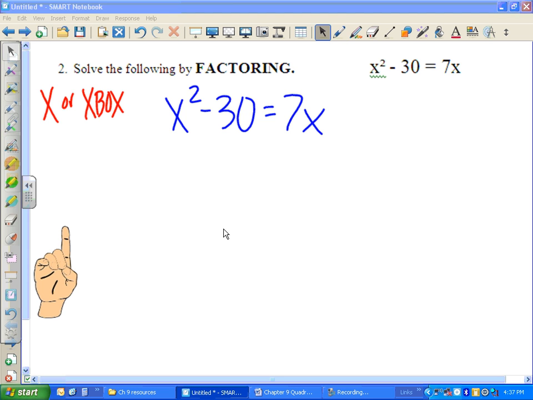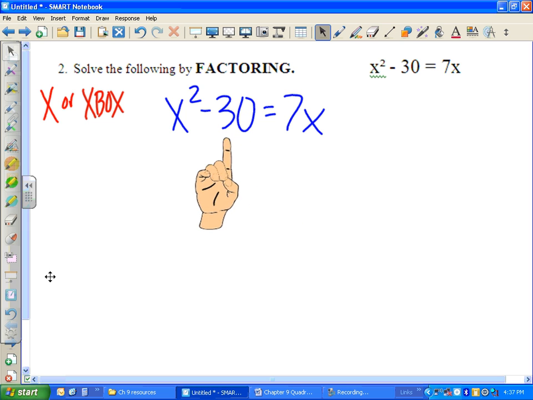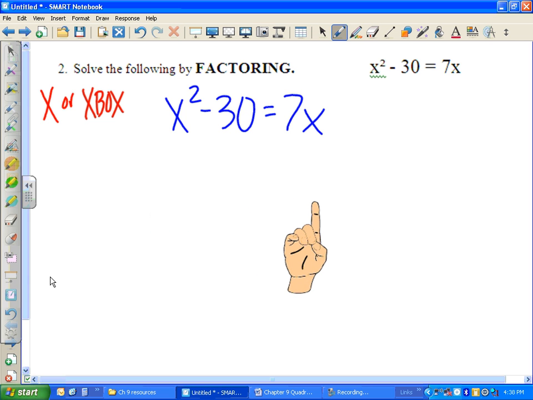Now, looking at this problem right here that we have, I'm going to tell you right now that this is not ready to be factored. Because when we factor a problem, your problem has to look like this, for example. Watch. Look down here that I'm doing. I'm going to write down a problem. Let me see if I can come up with one off the top of my head.